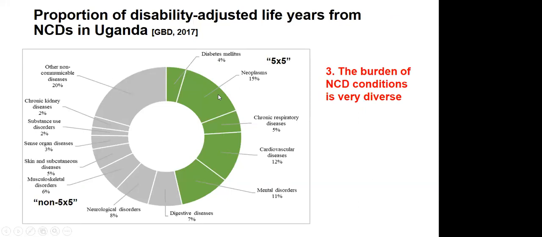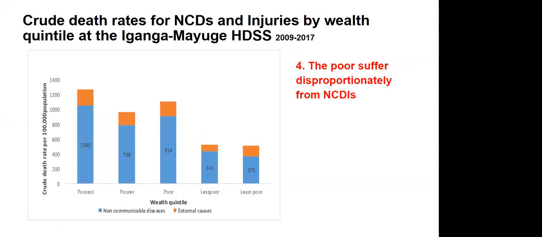We also found that the proportion of the DALYs from NCDs in Uganda is actually greater from the non-5x5. If you look at this pie chart, the 5 major NCDs are the area shaded green, and the other NCDs that are not among the major are in the area shaded gray. And you can see that, yes, the burden is diverse, but it's actually more from the non-traditional NCDs. So that still adds to the same point. There's more work to be done.